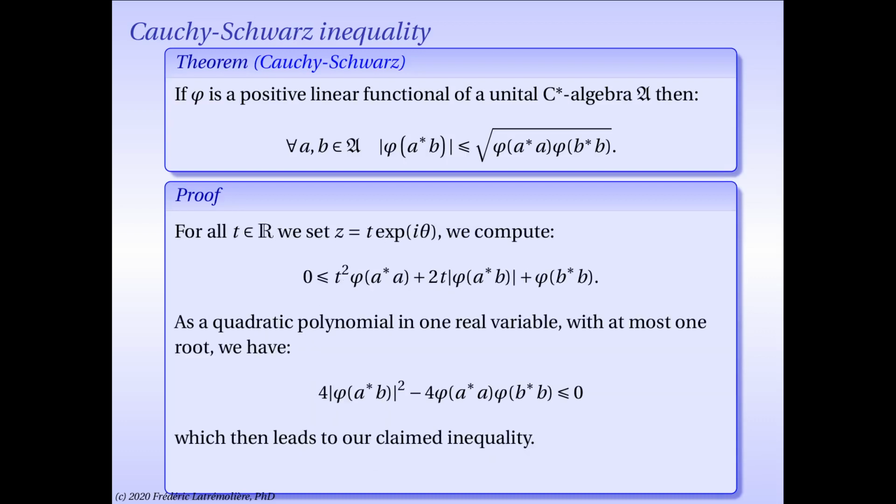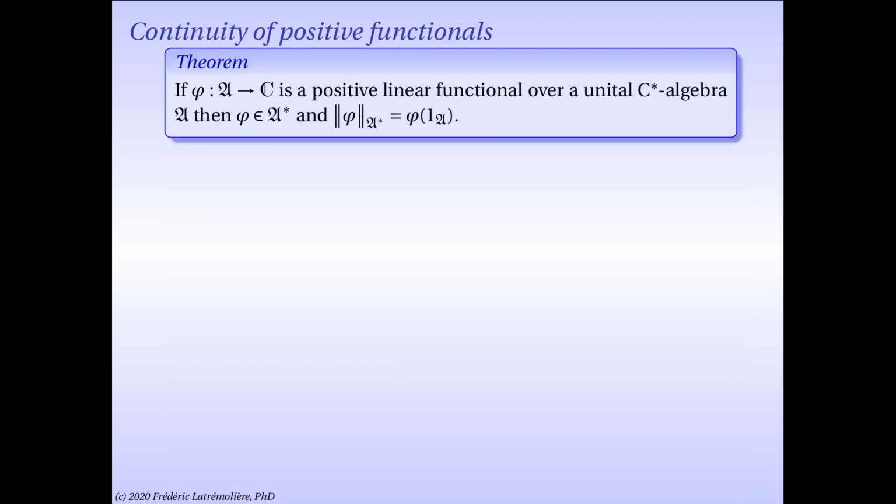But we recognize that this is, of course, saying that a particular quadratic polynomial in the variable t, which is a real variable, is always positive. So it has at most one root. And we know exactly when that happens. And, well, if you look at what the discriminant being negative tells you, it exactly leads to the Cauchy-Schwarz inequality. So I'm going to use the Cauchy-Schwarz inequality to prove that positive linear functionals over unital C-star algebras are indeed continuous. And in fact, their norm as elements of the dual of the C-star algebra is equal to their value at the unit.